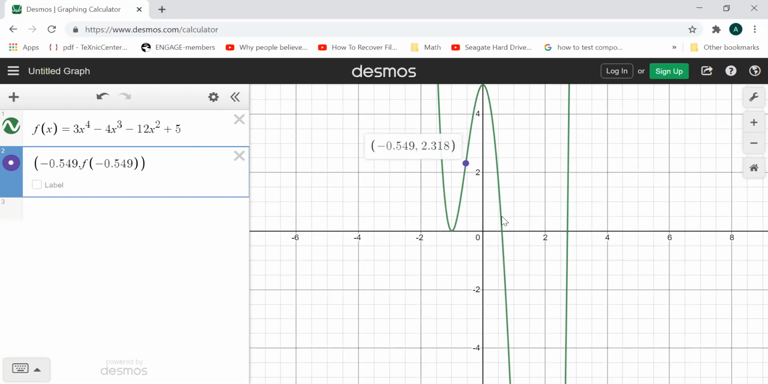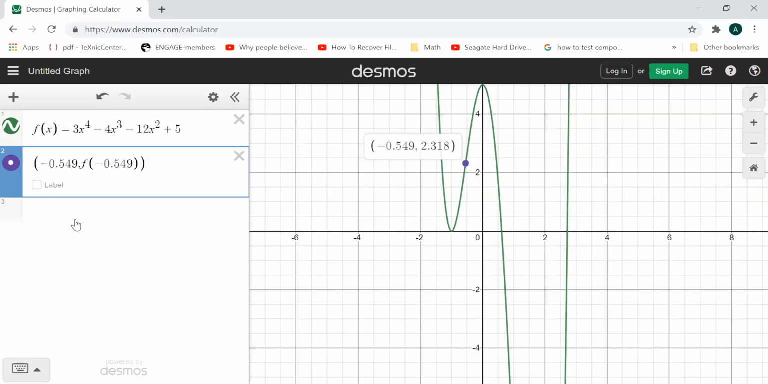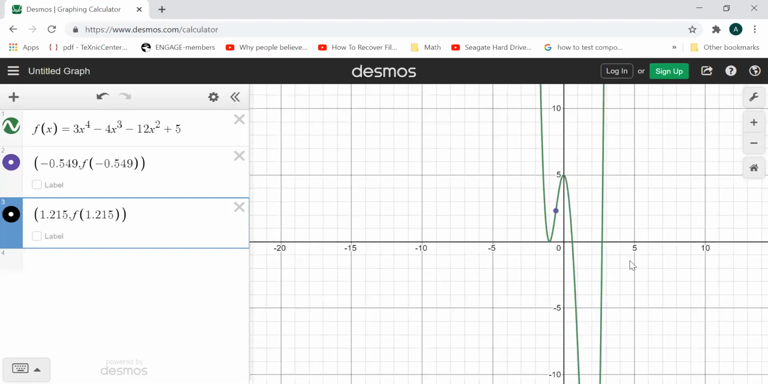And again, we have to plot the other point. The other point on the graph was at 1.215. Okay, 1.215. Let's go back there and plot that: 1.215, comma, f of 1.215. All right, so if we plot that point, where is that point at?